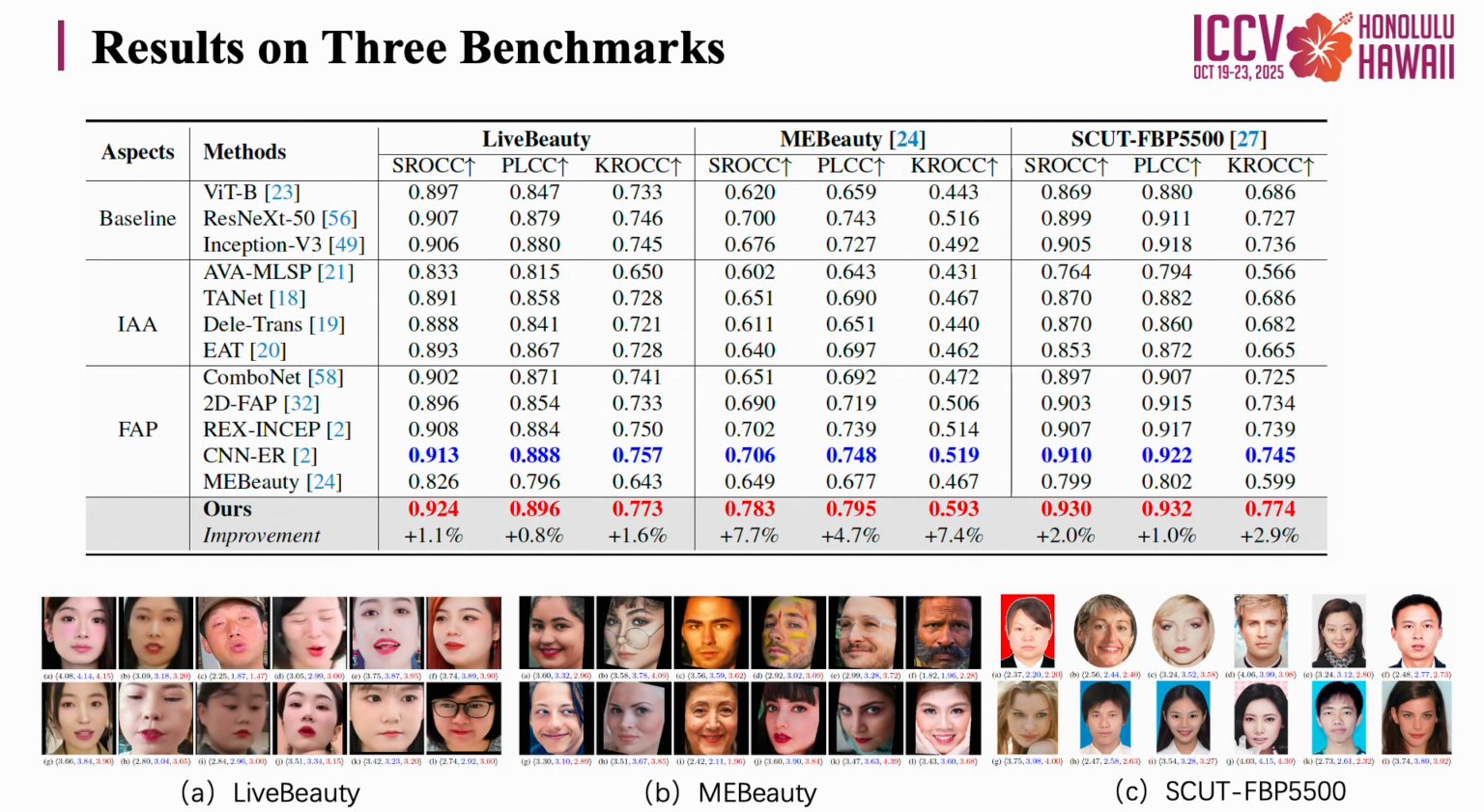The experimental results on 3 FAP datasets are shown in the table. It can be seen that the proposed method achieves the first place and surpasses the second place by about 1.1%, 7.7%, 2% in terms of SROCC values on Live Beauty, NE Beauty, and SCUT datasets, respectively, which demonstrates its superiority.